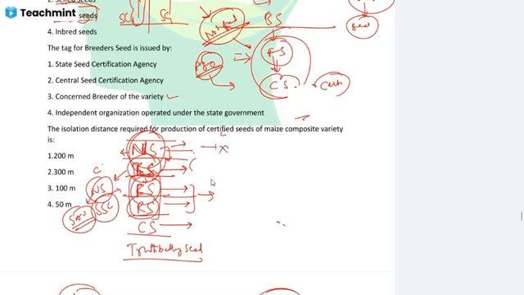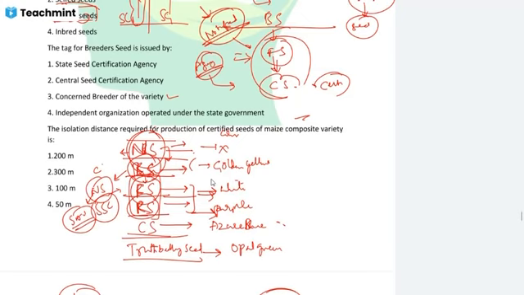So nucleus seed has no color, and breeder seed is golden yellow, and foundation seed, what is the color? It is white. And what is the color of registered seed? It's purple. And certified seed, yes, Kavya is answering it right. Certified seed, violet, azure blue. So what about truthfully labeled seed? Yes, it's opal green, light green. Yes, it's called opal green.